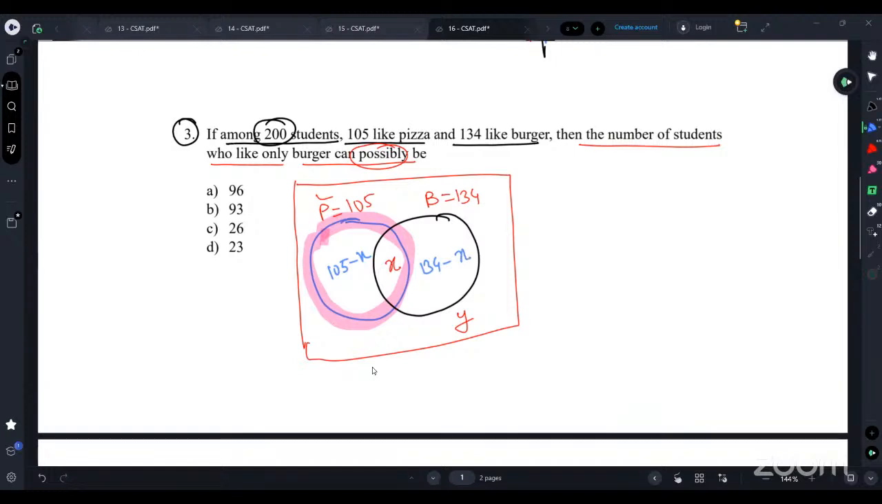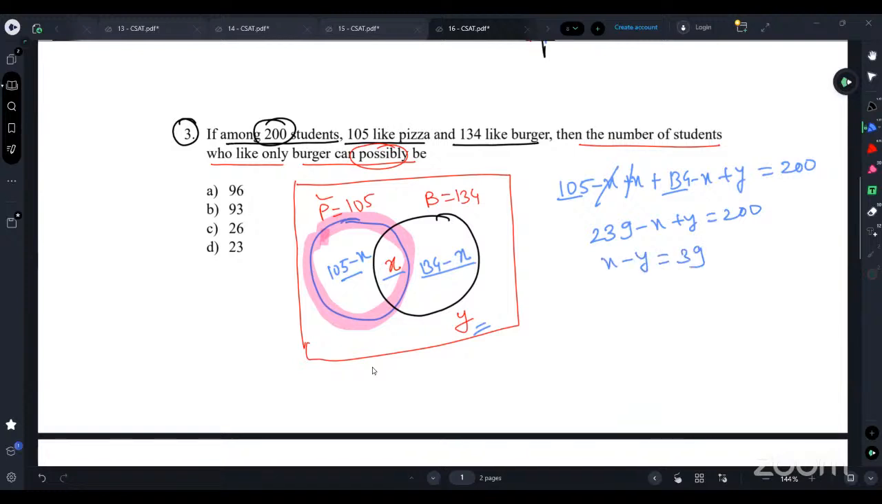Now let's calculate this total summation. So the total will be 105 minus X plus X plus 134 minus X, and that is equal to what? Sorry, we want to also add Y, the certain number of students who don't like anything, right? Plus Y will be equal to 200, because we have a total of 200 students. So 105 plus 134 is 239, minus X plus Y equals 200. So X minus Y will be 39. So the difference between X and Y is 39, right?